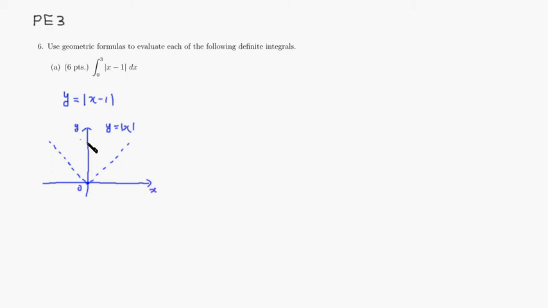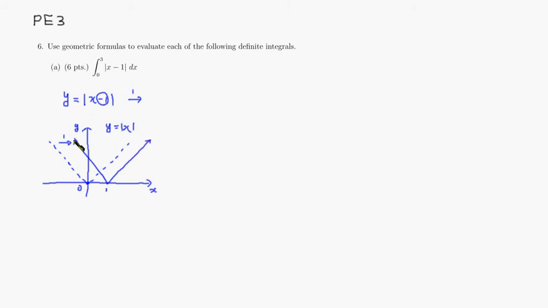Then we can apply a transformation. This transformation is shifting to the right 1 unit, which means that this V shape is shifted this way by 1 unit. So you see that the graph is going to look like this. And of course, this is going to hit 1, and it's going to look like that.